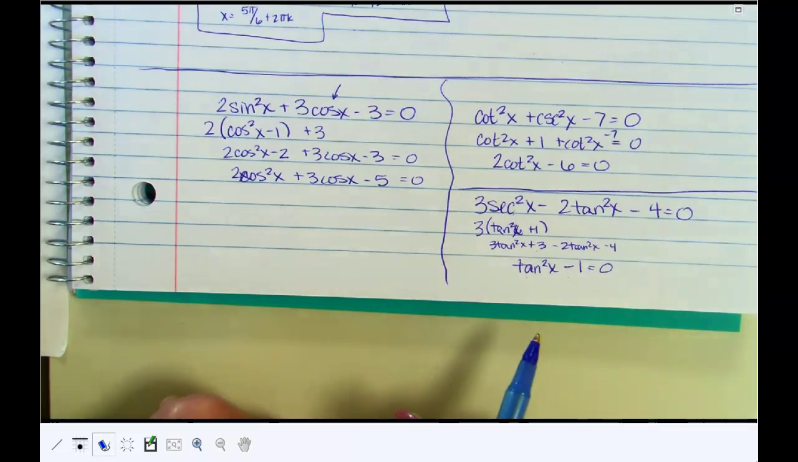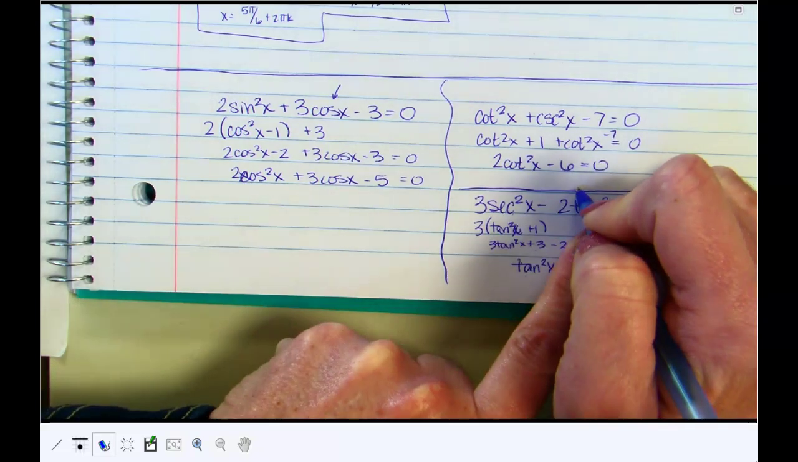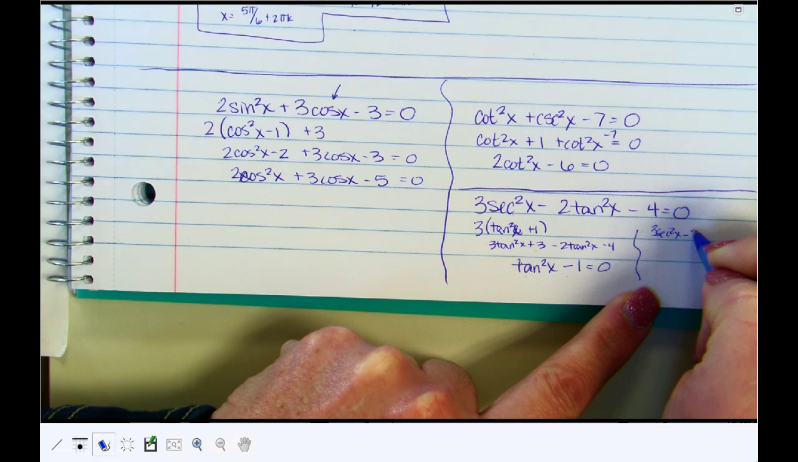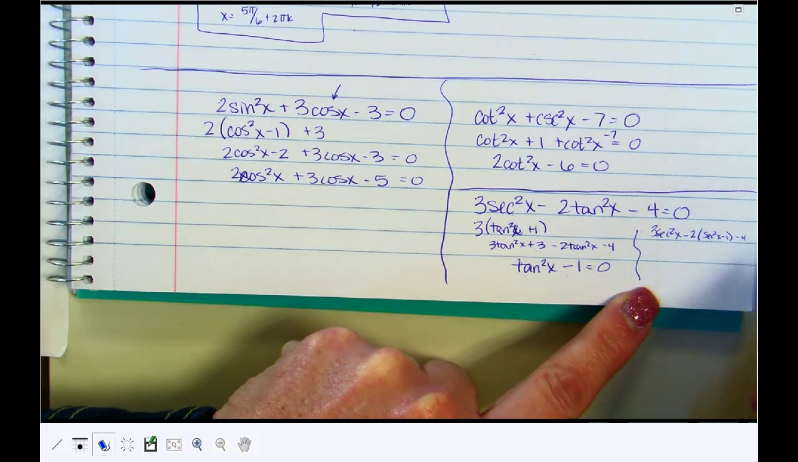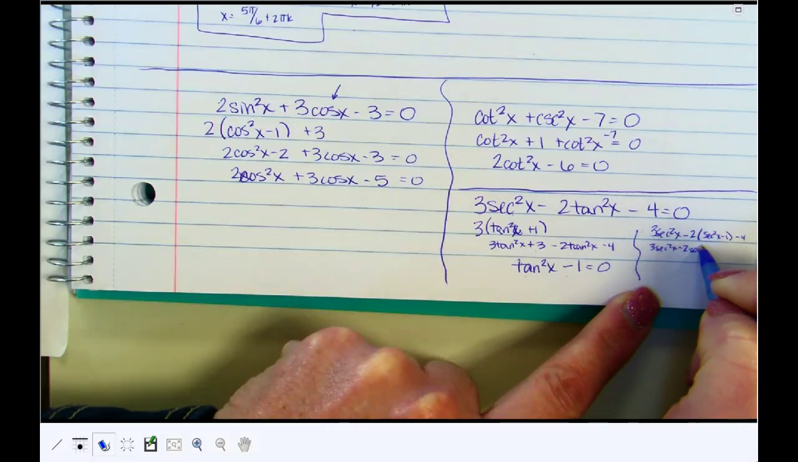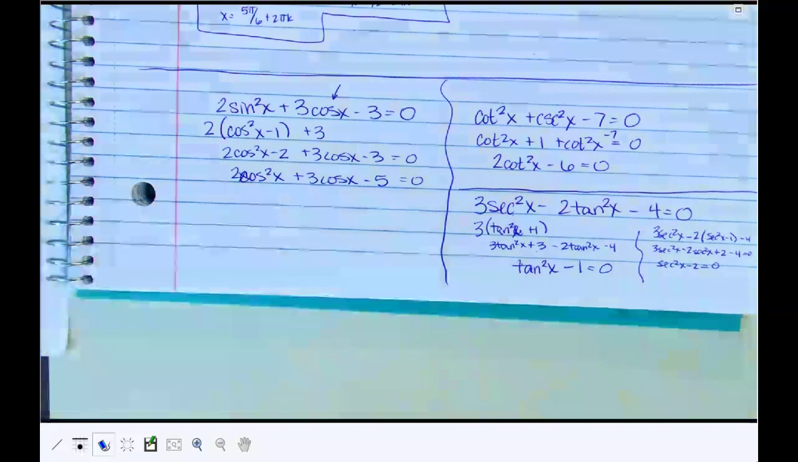There's tangent squared. Okay. If you substituted the tangent out and you did secant instead, you have 3 secant squared minus 2 times tangent squared, which is secant squared minus 1. So you would have 3 secant squared minus 2 secant squared plus 2 minus 4. So you would have secant squared x minus 2 equals 0 if you did it the other way. Both those will get you the same answer, actually. So it doesn't matter which way you do it.